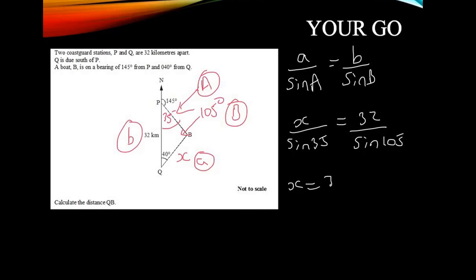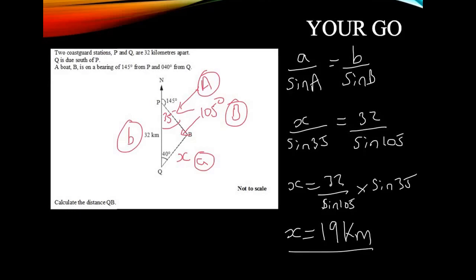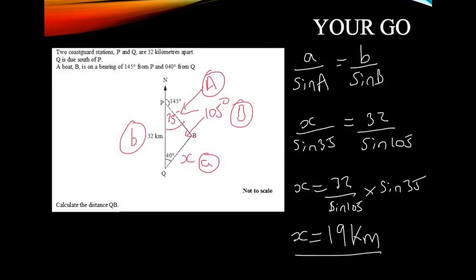X equals 32 over sine 105 multiplied by sine 35. I'm going to do this on my calculator to work out what X is, and the number that comes out is 19.0019, or 19. Now, just thinking about what values we've got, these are all in kilometres, so this is going to be 19 kilometres. Okay, hopefully you got that right.